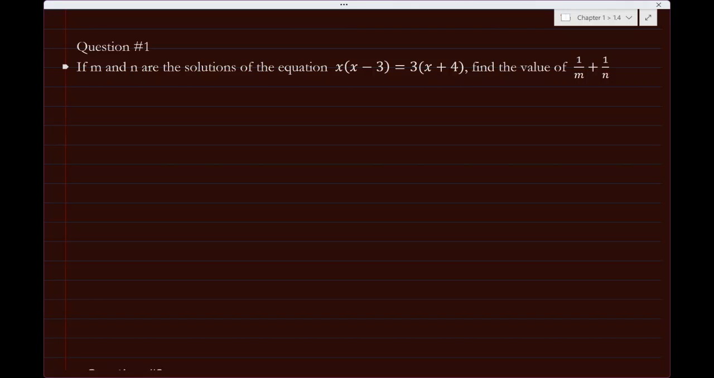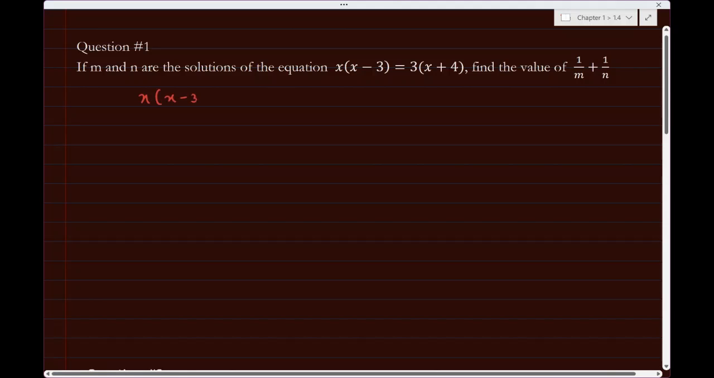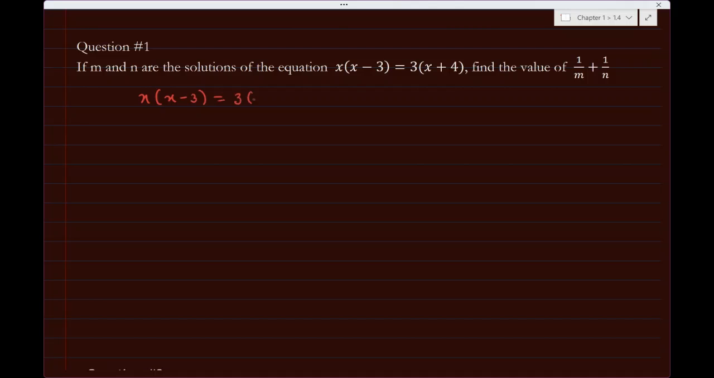So here, the first thing to do is to identify what type of equation we are dealing with. And we can simply get this by expanding what we have here to have x squared minus 3x equals 3x plus 12. So we move everything to the left-hand side, so that we have this minus 12 equals 0. So we'll get x squared minus 6x minus 12 equals 0.